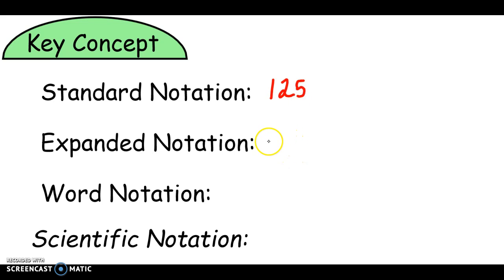Expanded notation, if you remember from elementary school, that's when you write it by place value. So you would have 100 plus 20 plus 5. Word notation is exactly what it says. You would write 100, 25.